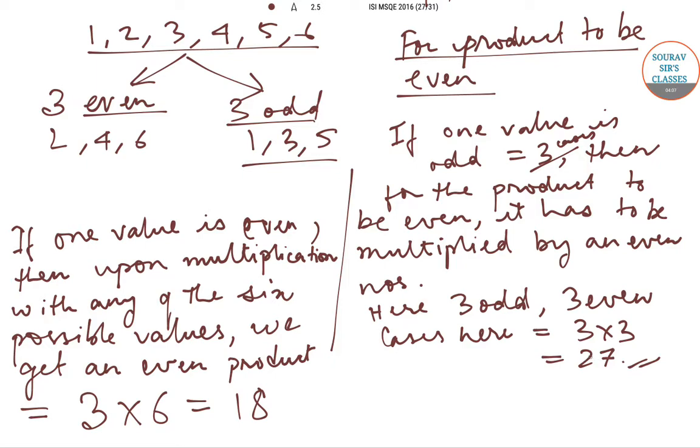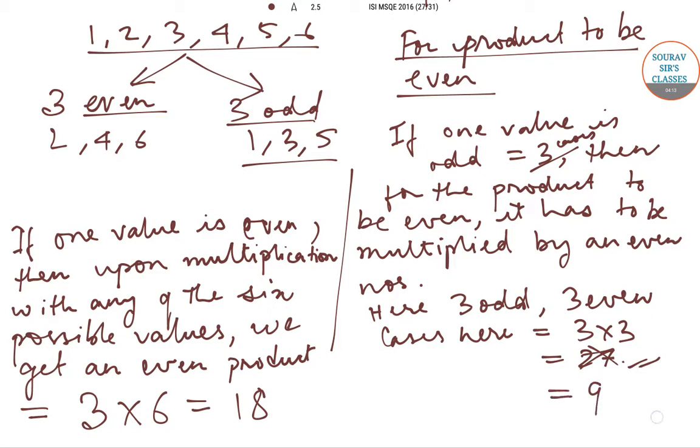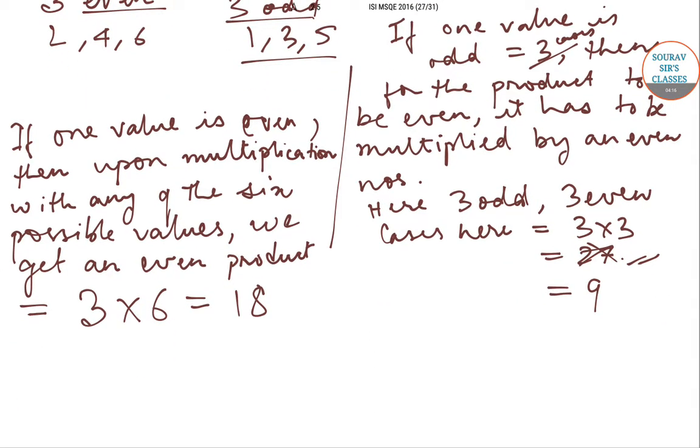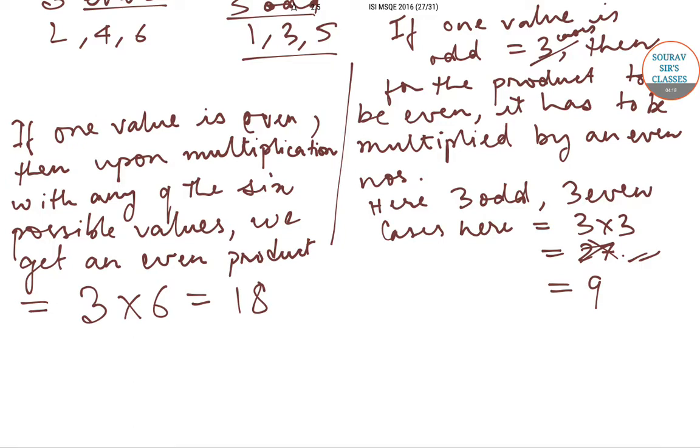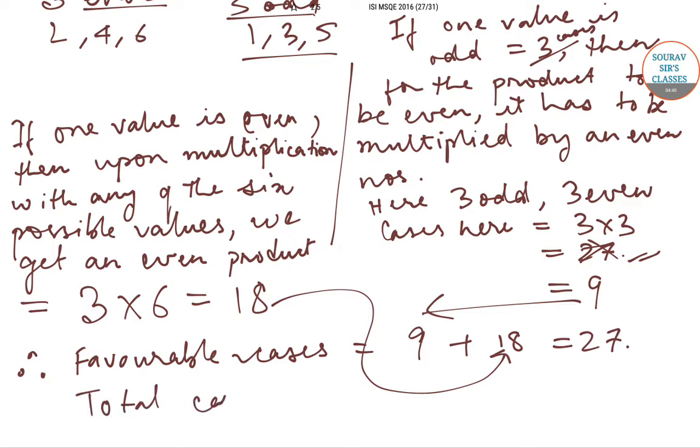Sorry, I committed a mistake over here. 3 into 3 is not equal to 27. 3 into 3 is equal to 9. So in this case, favorable cases is given by 9 from here plus 18, that is equal to 27 favorable cases exist, and total cases is given by 6 into 6, which is equal to 36.